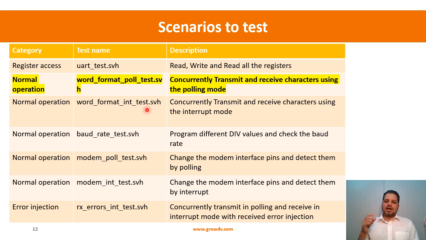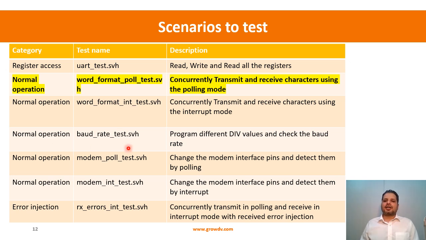What it does is it randomizes the word format. Word format is our LCR register, where the number of bits per character, whether the stop bit is enabled, and then whether the parity is enabled. With those configuration bits being randomized, you transmit and receive, and then decide when to transmit and when to receive. In the polling case, you rely on polling, and in the interrupt case, you rely on the interrupt, right? So based on the interrupt, you do the transmission and reception.